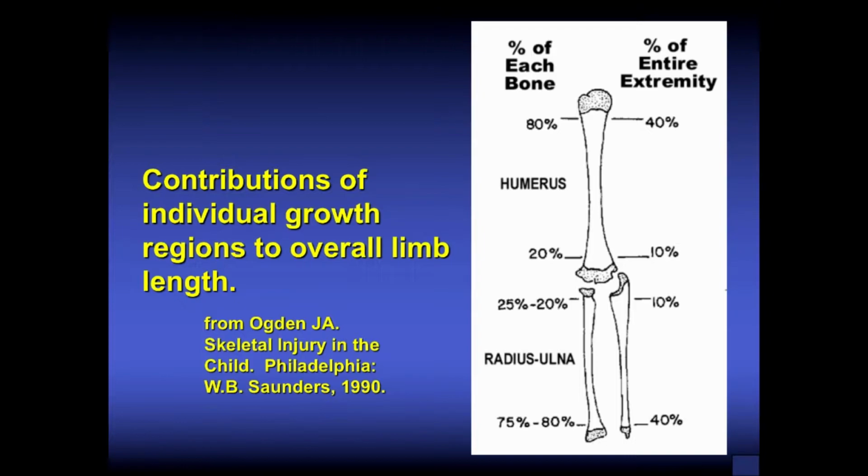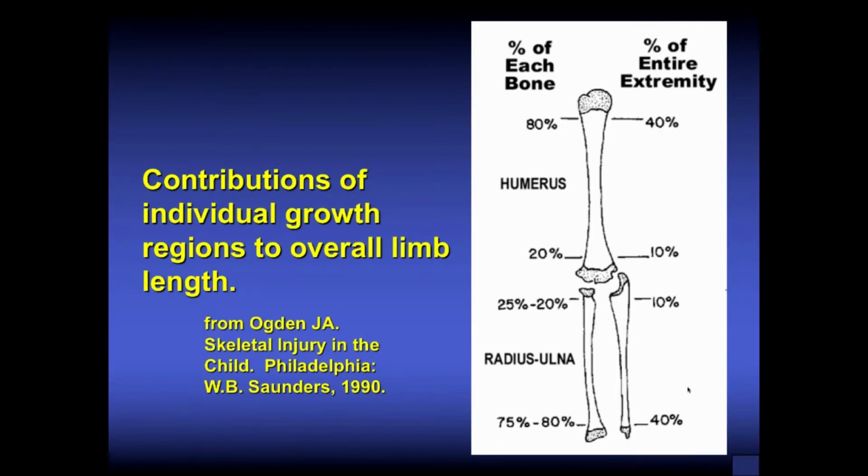Thinking about the contributions of the arm in the skeletally immature, contributions of individual growth. On the right, you can see the percentage of each bone. So in the humerus, what we see is 80% of the growth of the humerus occurs proximally, 20% at the elbow. When we think about the forearm, it's opposite. 80% of the growth occurs at the distal radius and 20% at the elbow.